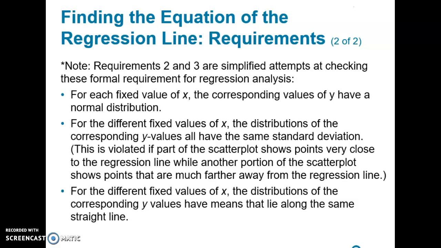For each fixed value of x, the corresponding values of y have a normal distribution. For different fixed values of x, the distributions of the corresponding y values have the same standard deviation. This isn't true if part of the scatter plot shows points very close to the regression line while others are more scattered away. And for different fixed values of x, the distribution of the corresponding y values have means that lie along the same straight line. Once again, when we do our visual examination and we check for outliers, we're meeting those requirements.